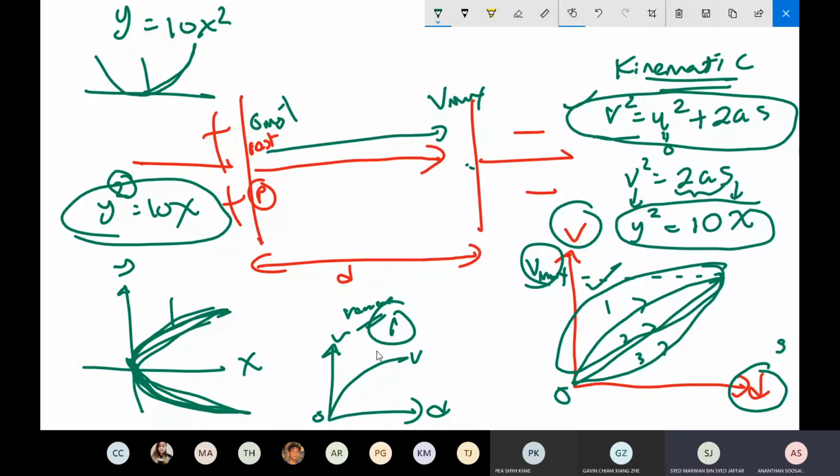If Y equals 10x squared, then it can go for 3. But it's not x squared. The y is squared here. The v is like y. V squared. So it should be curved down. Should be 1. Any questions?